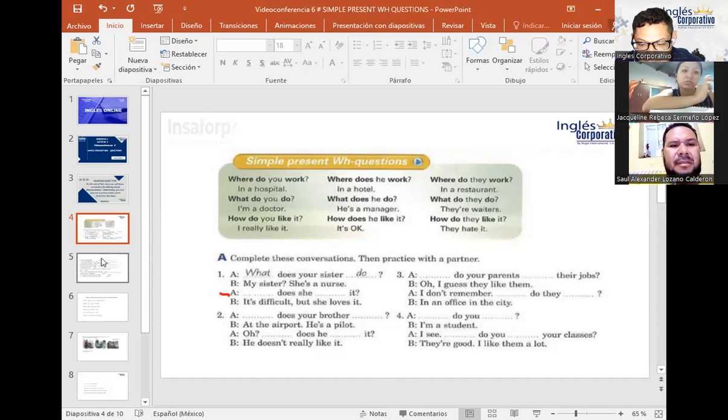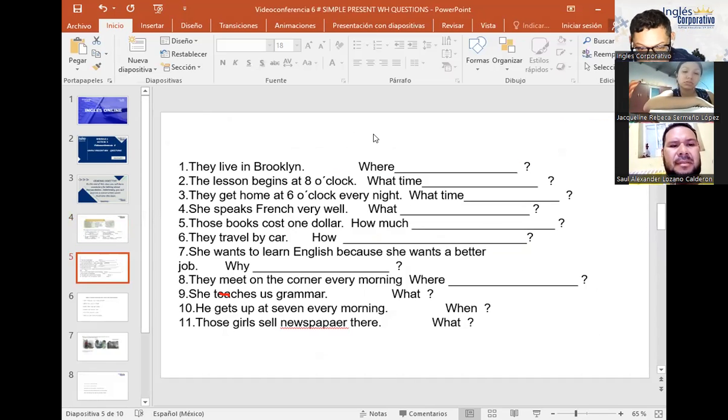Vamos a hacer el siguiente ejercicio. Nos vamos a ir al siguiente. Y vemos unas oraciones que tenemos acá. Look at the statements. Acá, pues, usted igual va a tratar de formar una pregunta. They live in Brooklyn. Entonces, ¿cómo sería la pregunta? En este caso dice, they live in Brooklyn. Entonces, tenemos que buscar las respuestas. The lesson begins at 8 o'clock. Entonces, ¿cómo poder formar la pregunta?